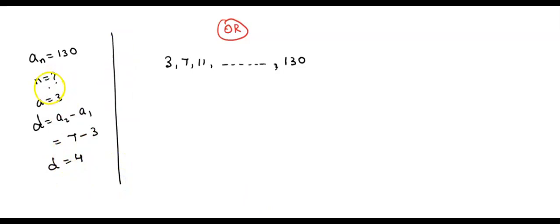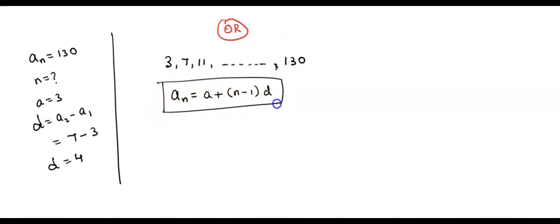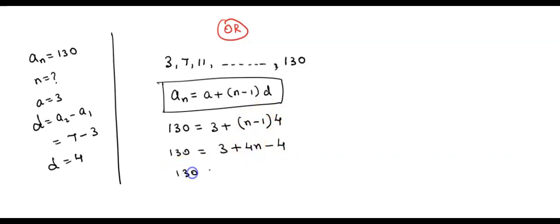Now to check the value of n, or to find n, or to verify whether 130 is there or not, we use the nth term formula, the general term formula, that is an is equals to a plus of n minus 1 into d. What is the nth term? We have assumed 130 is equals to first term 3 plus n, we don't know, keep it as it is, common difference is 4. Then 130 is equals to 3 plus 4 into n, 4n, plus minus, 4 ones are 4. Then 130 is equals to 4n, keep it as it is, 3 minus 4.